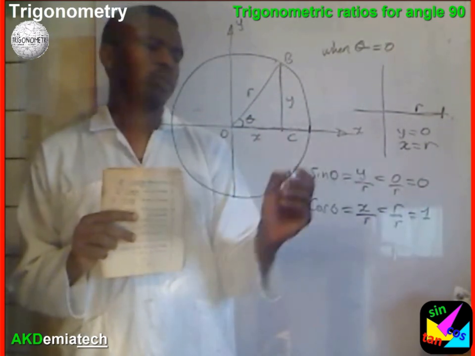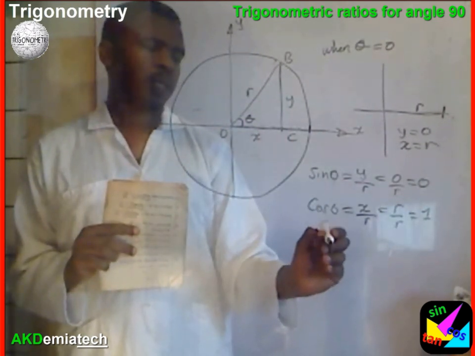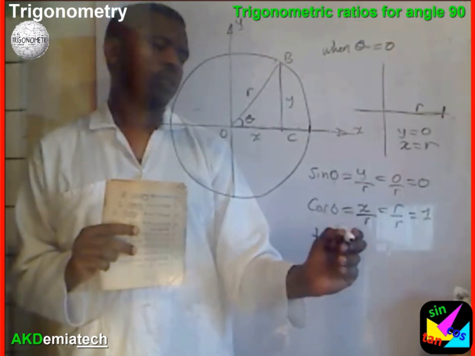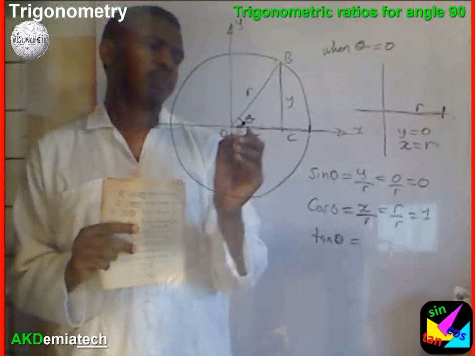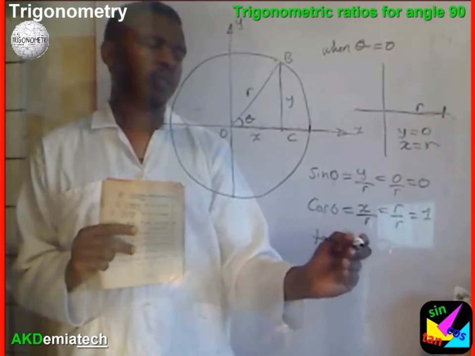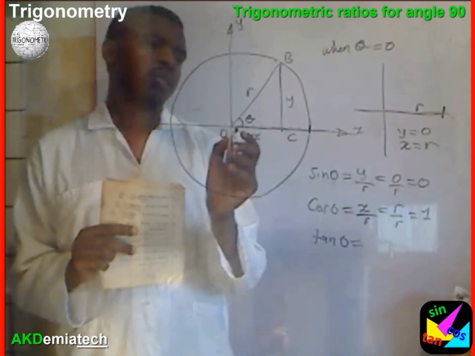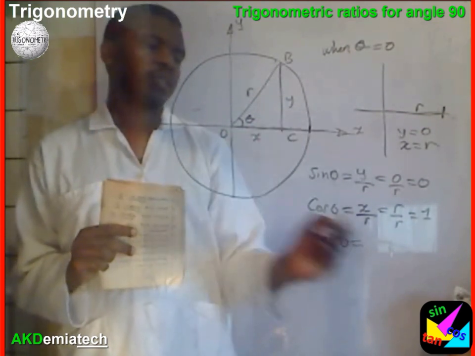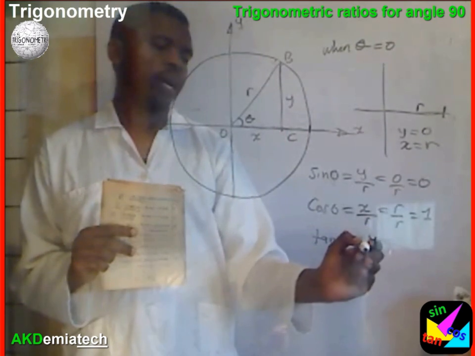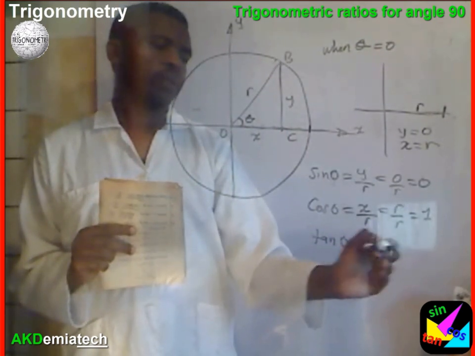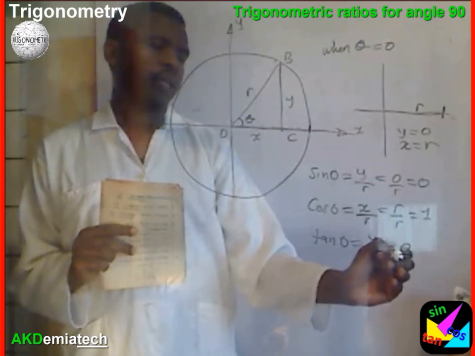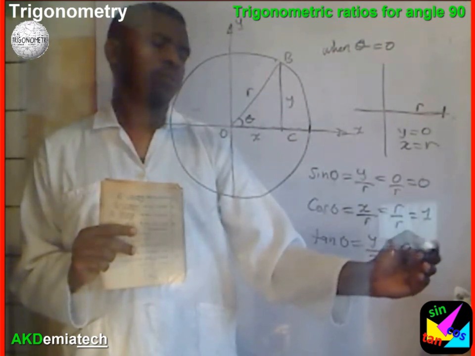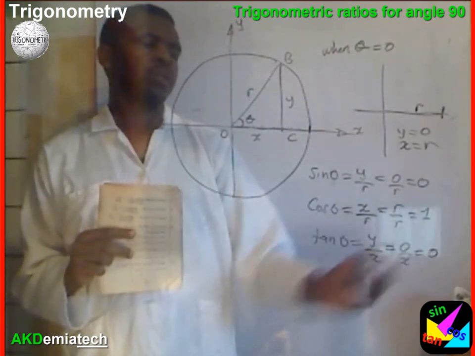Let's work out tan 0. Tan 0 degrees is equal to, tan is opposite all over adjacent. So this is y all over x. What is y? Y is 0. 0 divided by x gives us 0. Tan 0 is equal to 0.